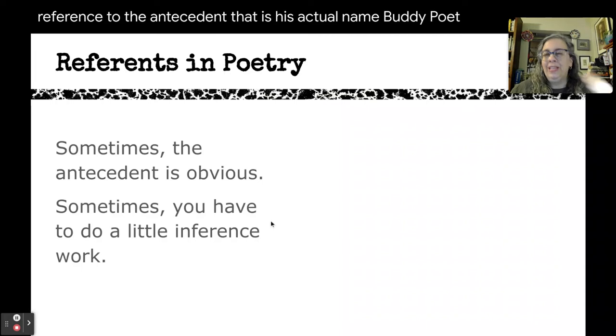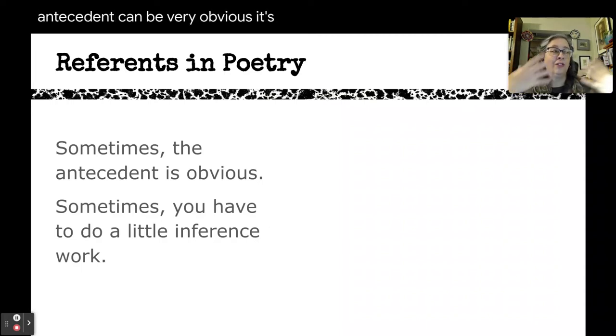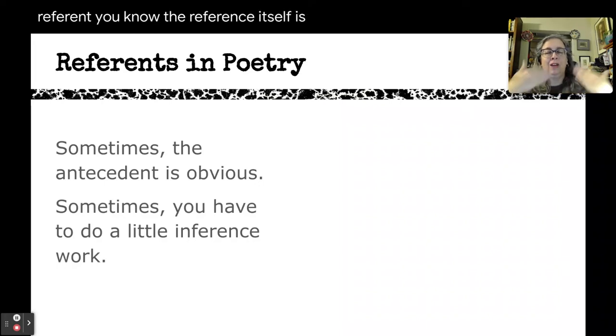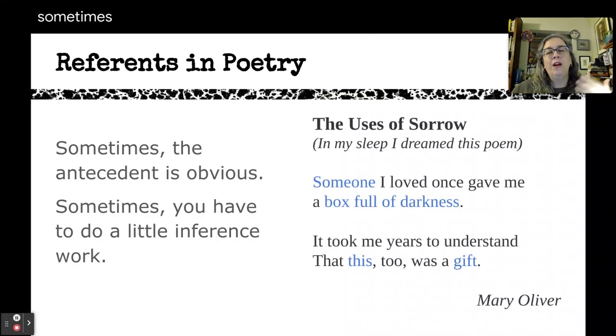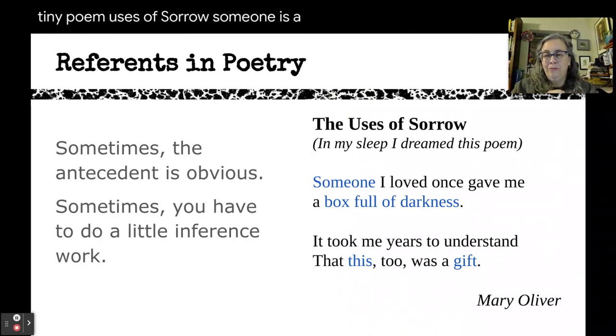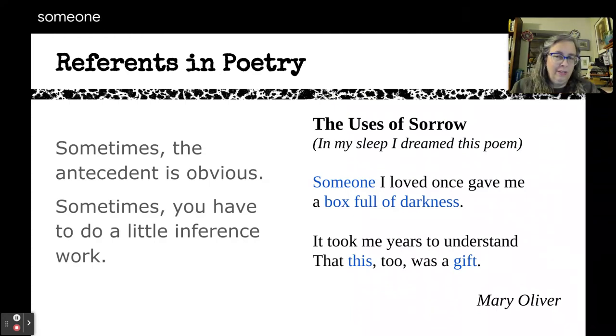Sometimes in poetry, that antecedent can be very obvious. It's actually referenced in the text, and then the referent itself is kind of referring back to that. But sometimes you have to do a little bit of inference work. For example, in this tiny poem, Uses of Sorrow, someone is a pronoun. We don't know who the someone is. We know it's someone they loved, but not who that someone is.